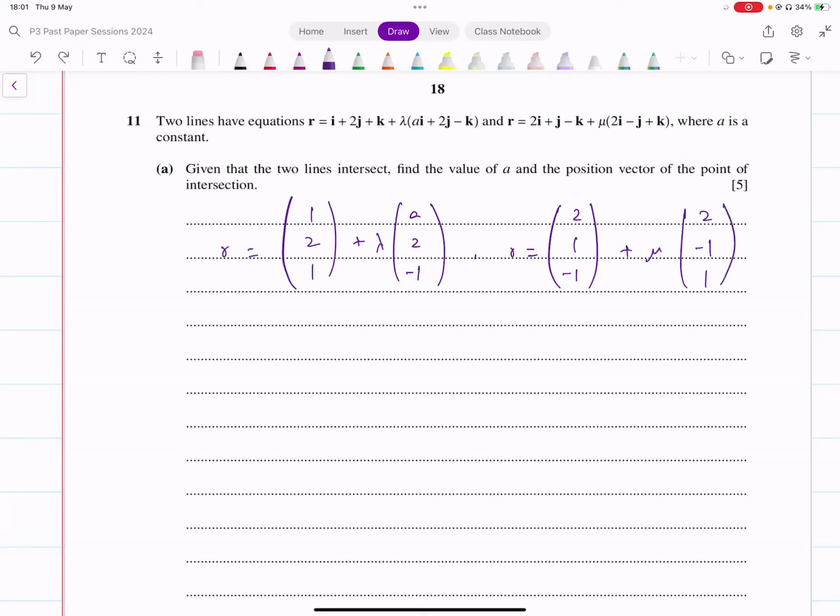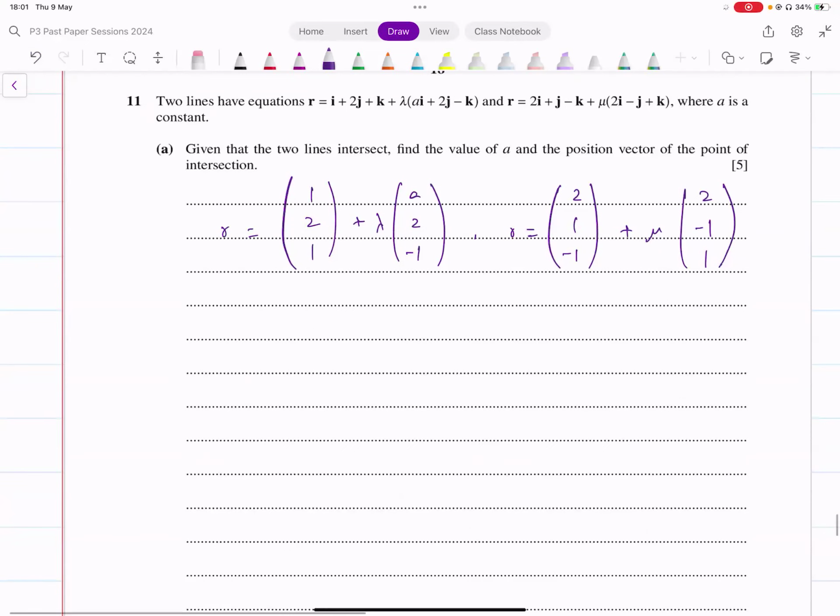You have to equate them, right? Because you're looking for the point of intersection. Just equate these 2 equations. How do you do that?